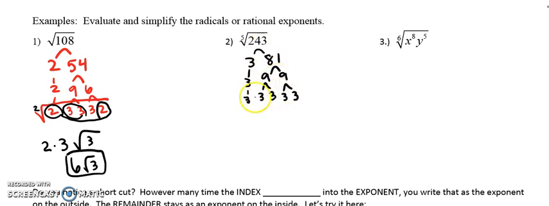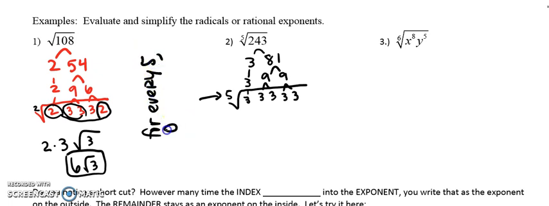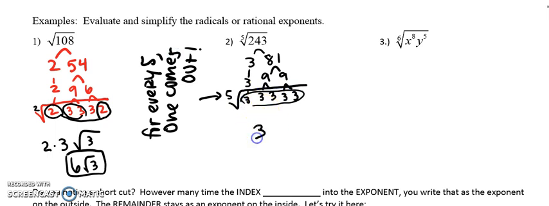So I broke up everything, and this is what I have, and it is a fifth root. Okay, so for every 5, 1 comes out. That's what it's saying. For every 5, 1 comes out. Well, there are 5 3s, so 3 comes out, and there's nothing left inside. So straight up, 3 is your answer.